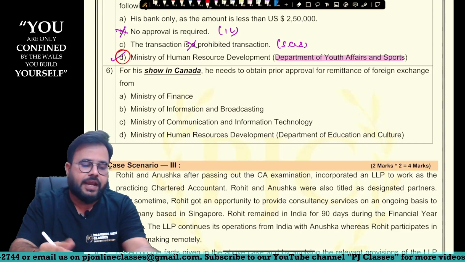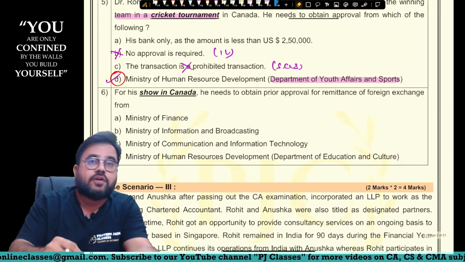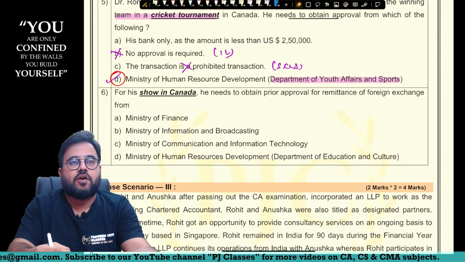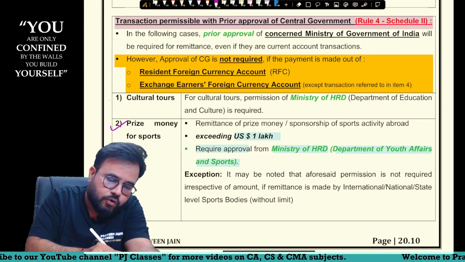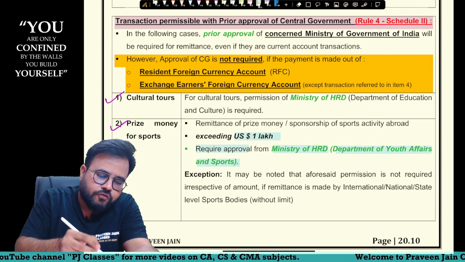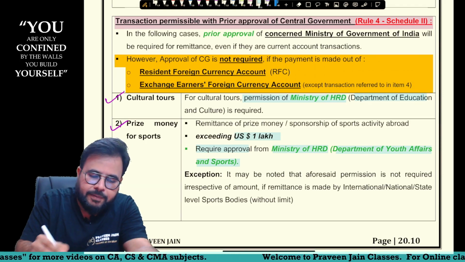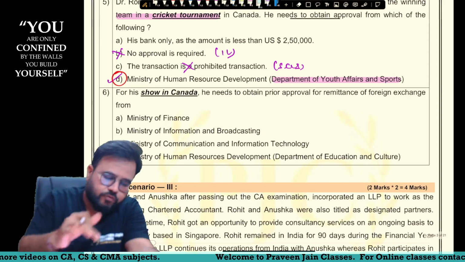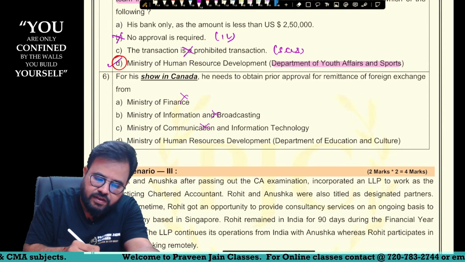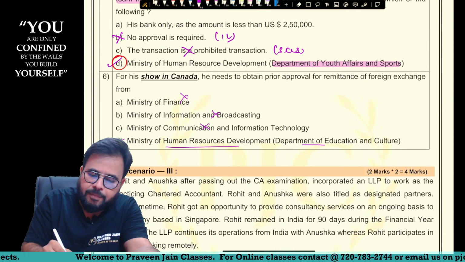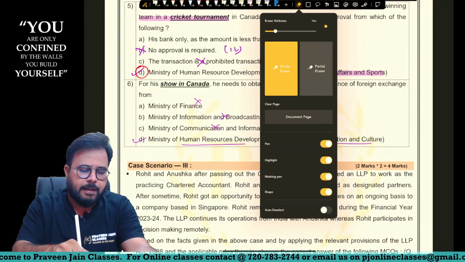For his show in Canada, can I say this is nothing but a cultural tour we are talking about, sir. So can he draw the money, that is foreign exchange, for cultural tours? Answer is yes. So you can see in Schedule number 2, in the first point it is written: for a cultural tour, permission of the Ministry of HRD, Department of Education and Culture is required. So here, let us see, Ministry of Finance, no. IB, no. CIT, no. So here HRD, Department of Education and Culture. So D is the right answer, sir. So can I say, simple MCQs they were, sir.